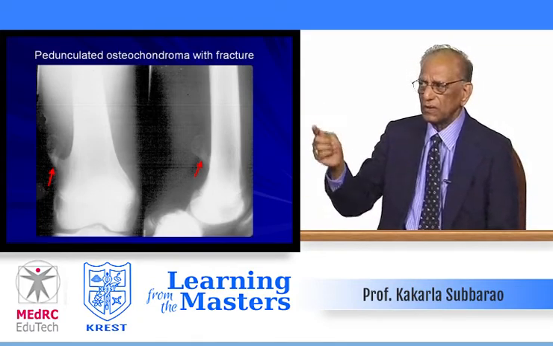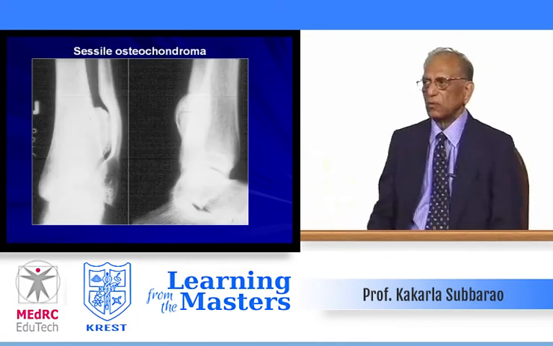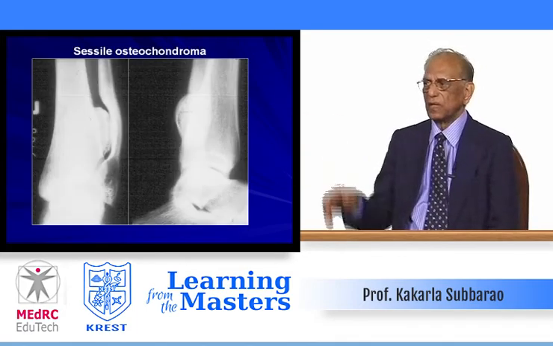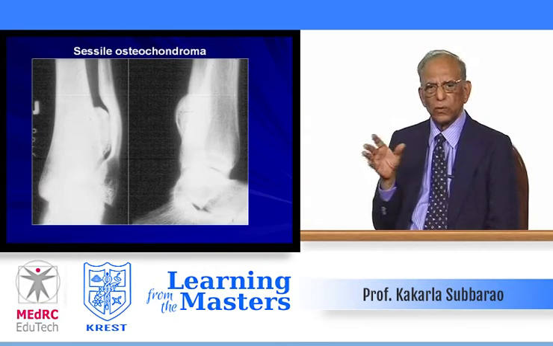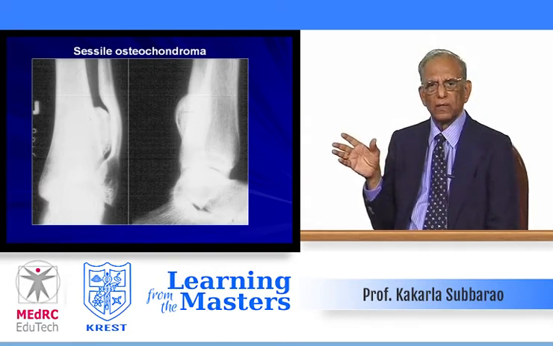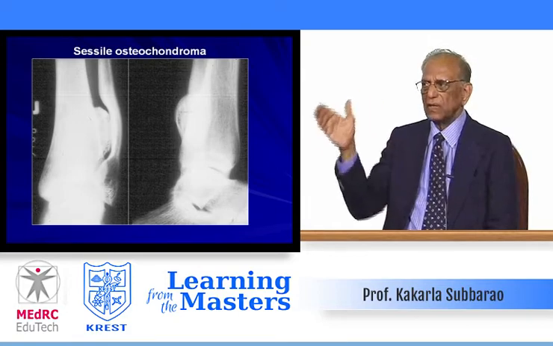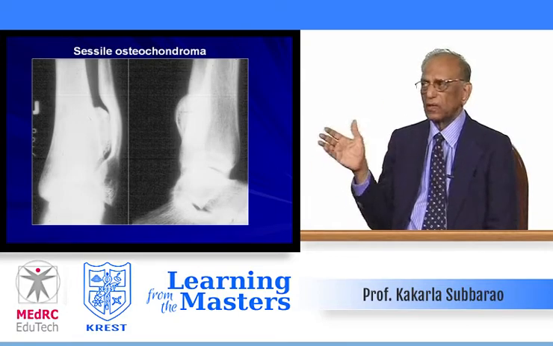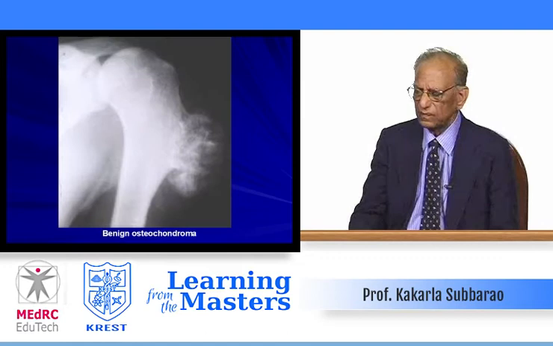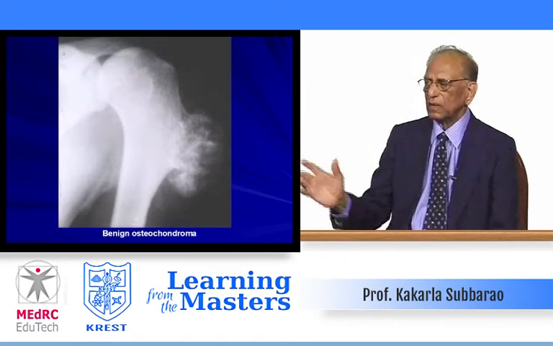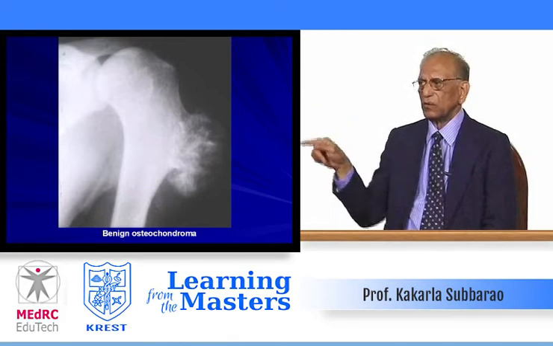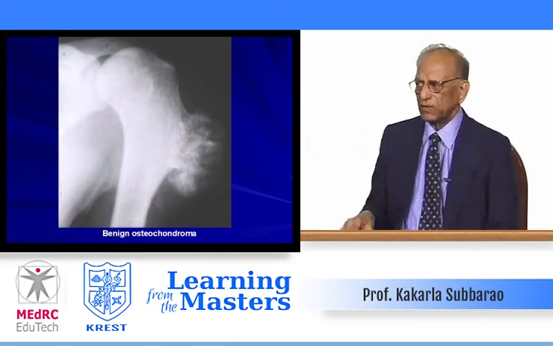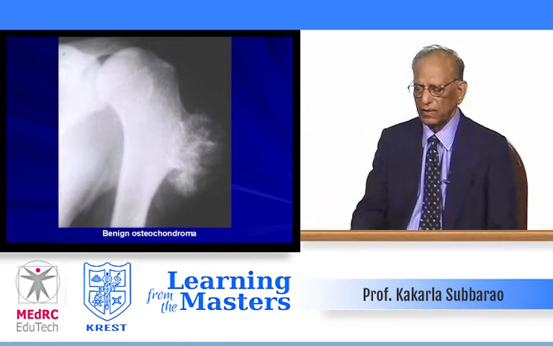cortex outlining the lesion. This is what we call a sessile osteochondroma, arising from the lower end of the tibia. It is slow growing, that's why it is eroding the fibula, and not only eroding, producing reactive new bone. So chronic. Another benign osteochondroma arising from the humerus itself, multiple calcifications. The cortex can be outlined.